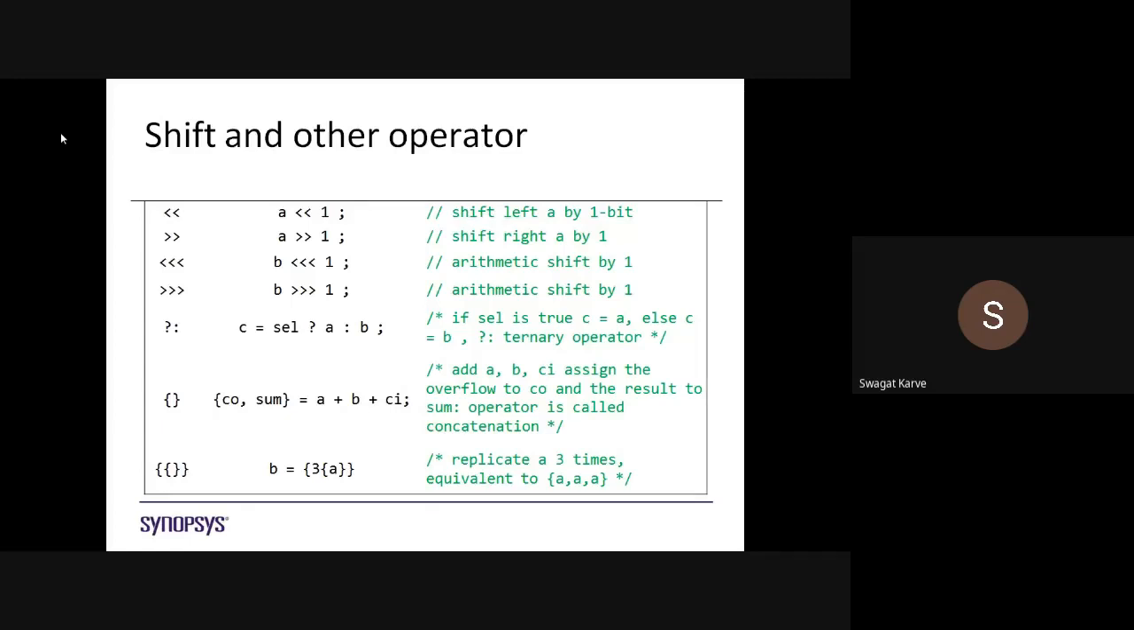Okay, now what is the meaning of this operator? It is a replicate operator: A replicated 3 times is equivalent to AAA. That means, for example, if B is equal to {3{A}}, then A has to be replicated, or copied, 3 times. For example, if I have written B is equal to {4{C}}, that means C has to be replicated 4 times, that means CCCC.